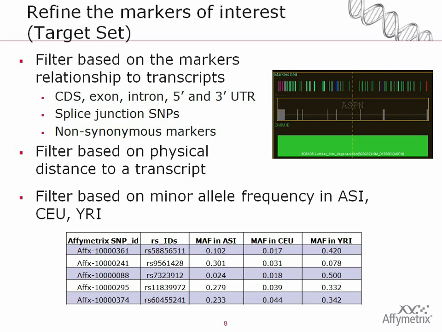A second thing is you can choose to filter based on the physical distance to a transcript. You could start either with a gene list or without and say, I want all the markers within 10 kb of this list of genes. And the third and final option for refining your target set of markers is that you can choose to do it based on minor allele frequency for the marker observed in our screen in various populations or in the populations ASI, CEU, and YRI.